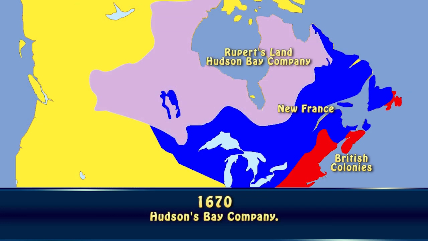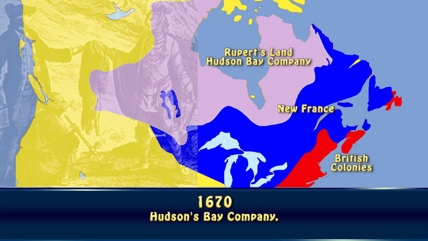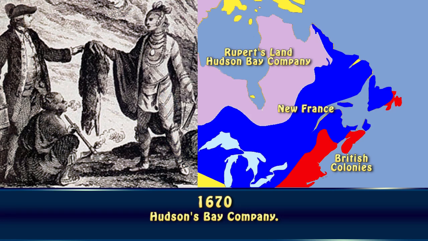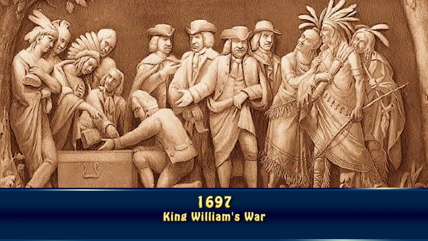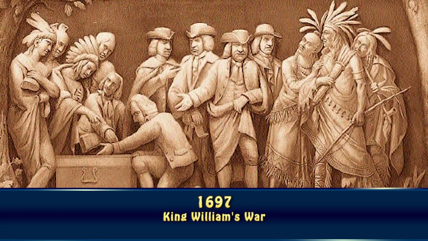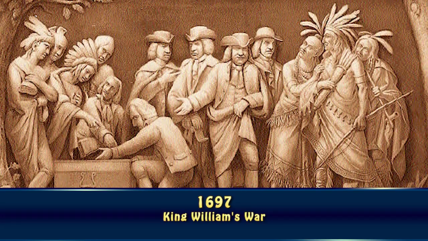The Hudson's Bay Company is given English charter to economically exploit the area known as Rupert's Land. Trade ties with First Nations are developed to provide animal furs for the European markets. Alliances are built between the European powers and some First Nations.